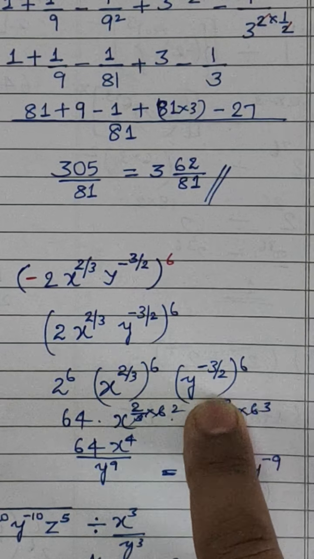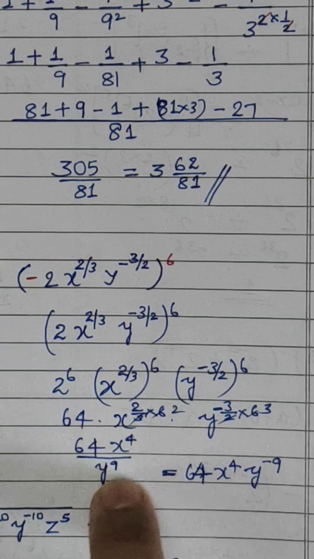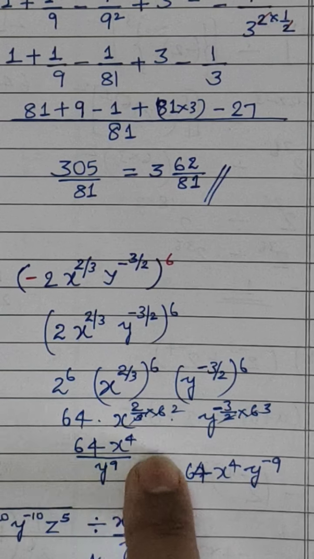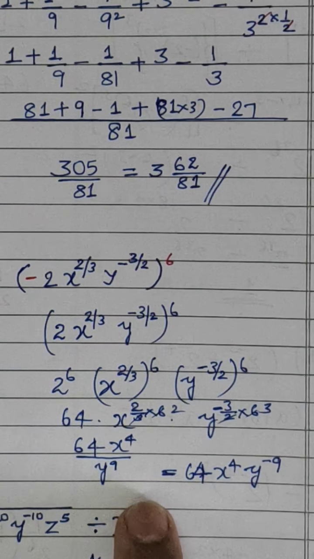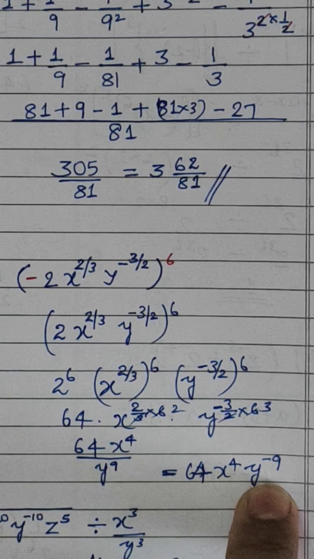Because there is a minus sign, we can bring it into the denominator. This will become 64 x to the power of 4 over y to the power of 9. We can take this back into the numerator: 64 x to the power of 4 y to the power of minus 9.